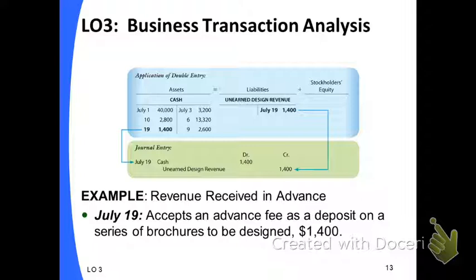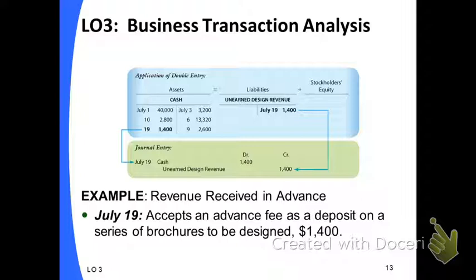Next, we have an example of where we record what we call revenue received in advance. We create a liability in this particular instance when we create essentially what becomes a deposit. So when a company gives us a deposit for work that we will perform at a later date in time, we create a liability for the work that we owe them.